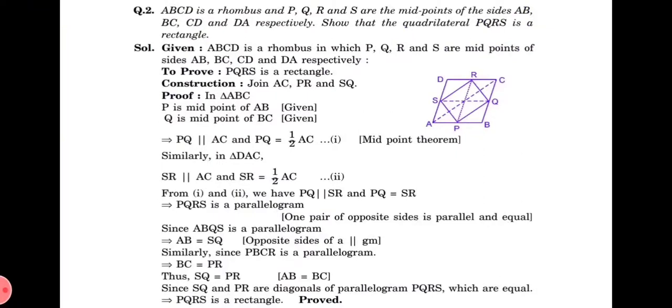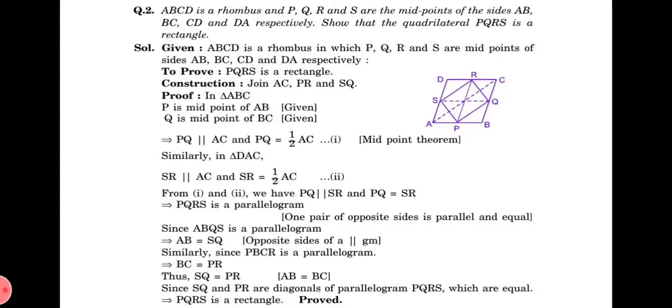Question number 2. ABCD is a rhombus and P, Q, R, S are the midpoints of sides AB, BC, CD and DA respectively. Show that the quadrilateral PQRS is a rectangle.